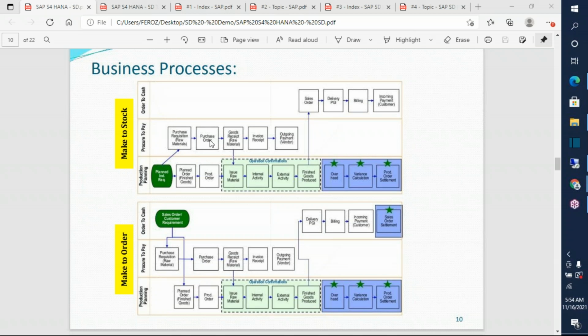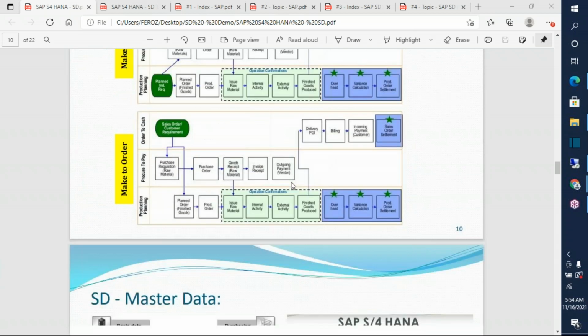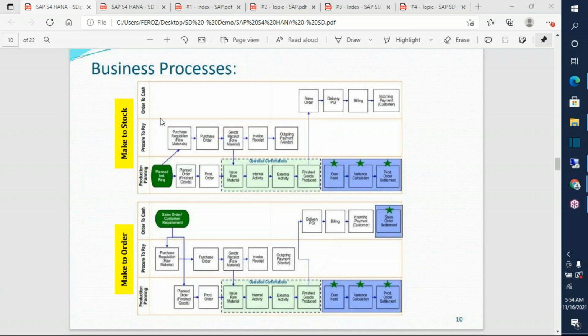Like in sales, we have order to cash. In MM, we have procure to pay. In SD, plan to production, right? So if you look at this, you can see how these modules are integrated in different processes.